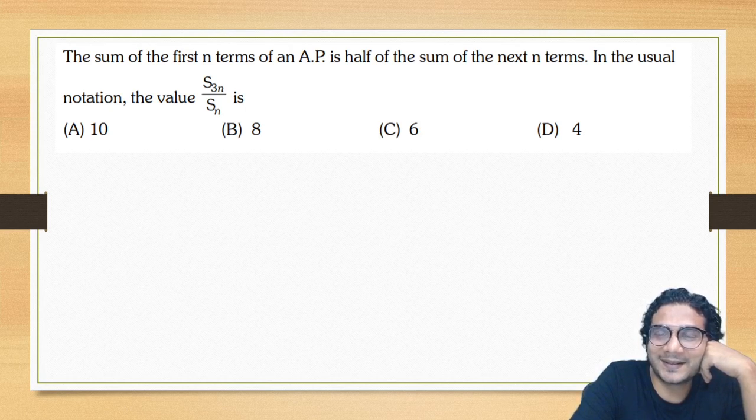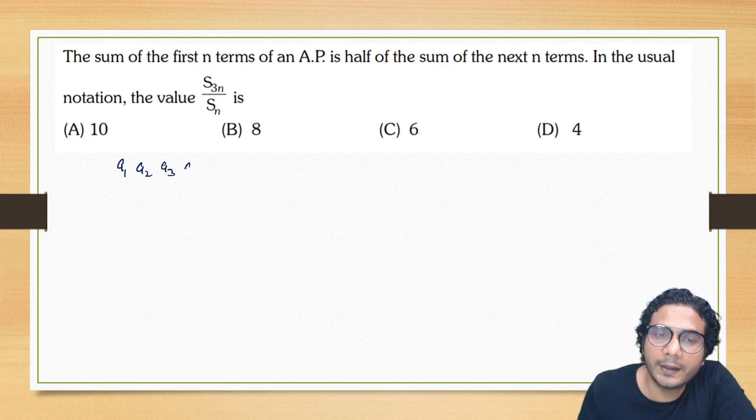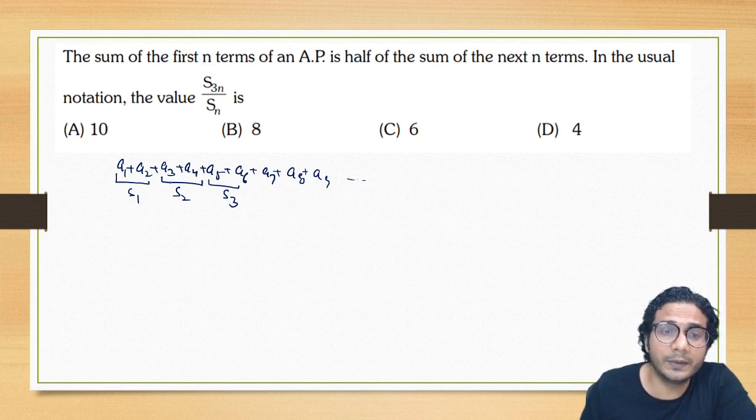All right, I'll tell you the trick. I'll tell you the property. So the property is this. Let me give you the property first. Suppose these are your numbers in AP: A1, A2, A3, A4, A5, A6, A7, A8, A9, and so on. If you add first two terms, say two terms you are clubbing, S1, the next two terms S2, the next two terms S3. This has nothing to do with this question, my notations are different. So S1 is the sum of the first two terms, S2 is the sum of the next two terms, S3 is the sum of the next two terms, and then S4 is the sum of the next two terms, and so on.